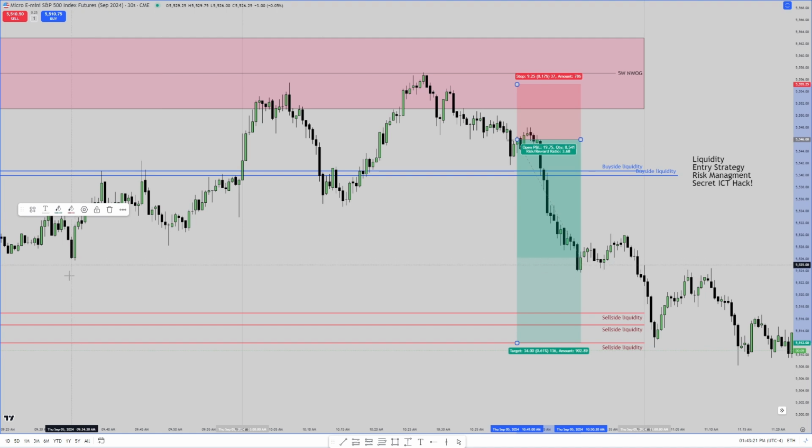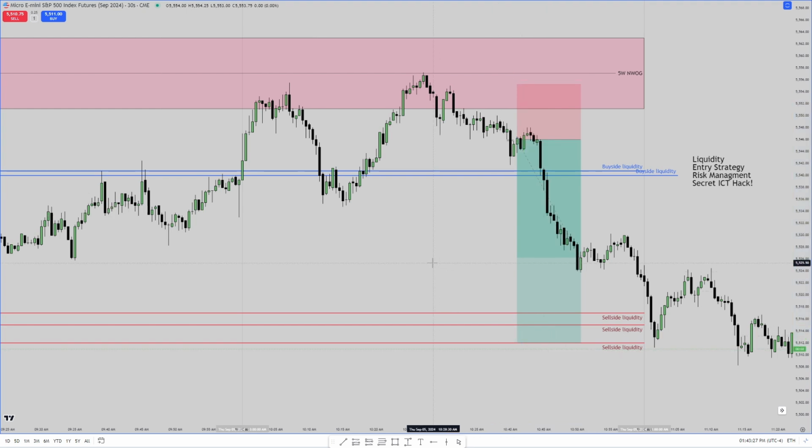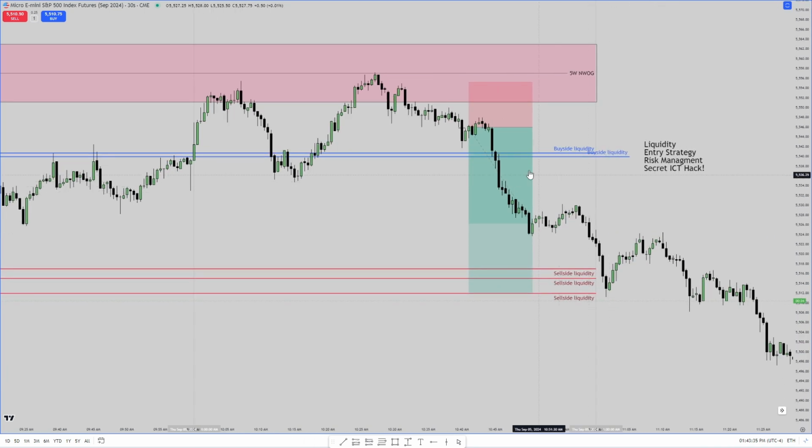And then I would hold 1 contract for my ultimate target, which is right there. That way, let's say that it comes down to here and then it reverses. That keeps you in the positive. That makes it so that you make money.